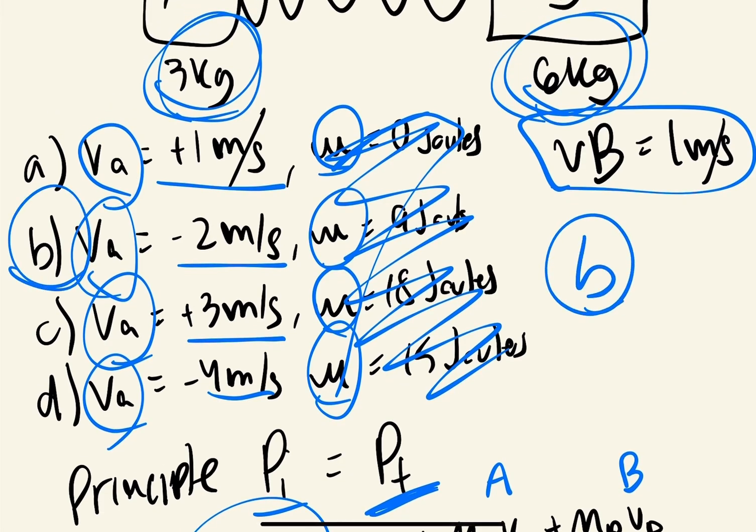And then we don't have to find the U because B is the only answer with a minus 2 here. So this exercise is solved.